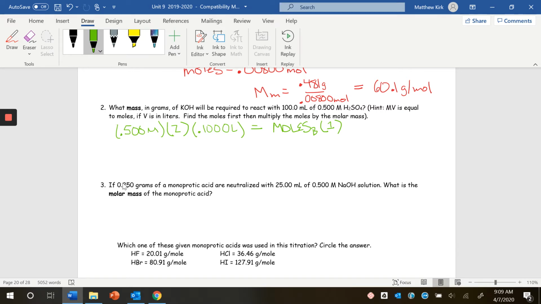So let me do my math here. 0.5 times 2 times 0.1 divided by 1. Okay, so it's just going to stay the same. That tells us the moles of our base that we have in our solution was 0.100 moles. And now I want to change that to grams.